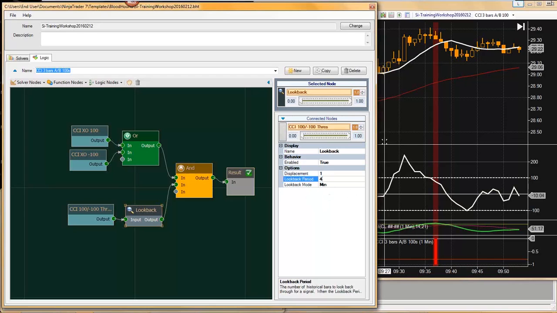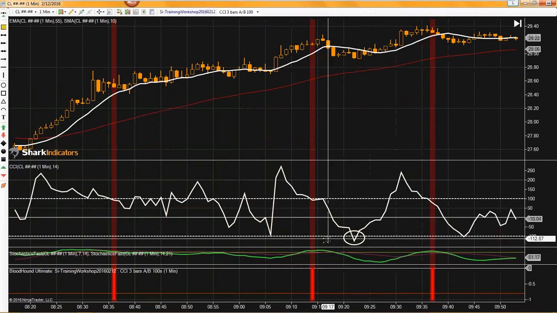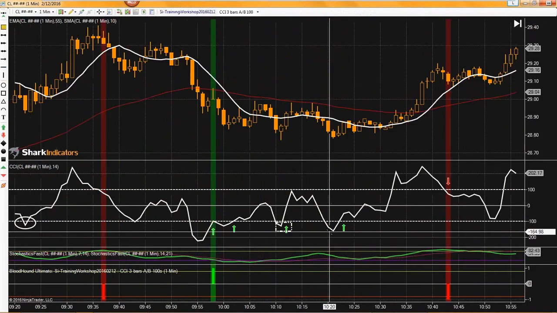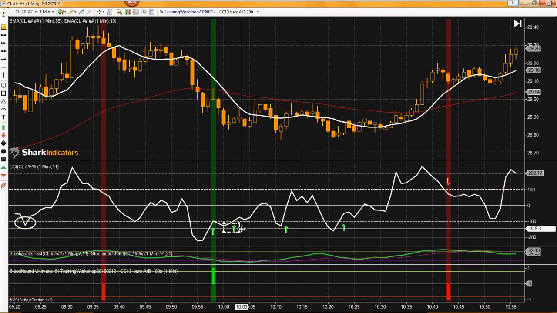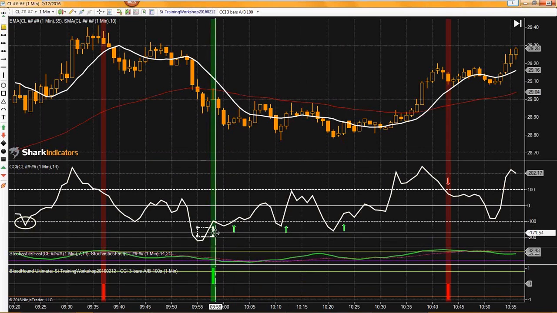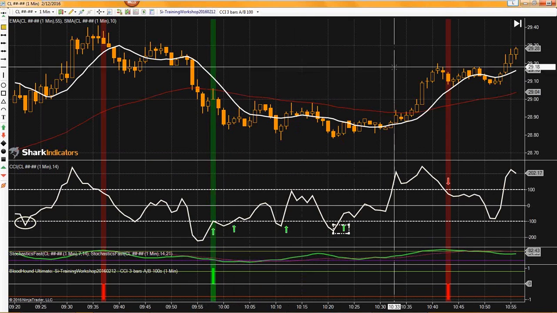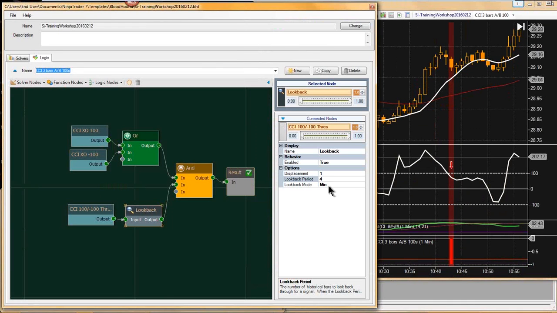So if I put a 4 in there, now the CCI has to be above or below for 4 bars. We can see these signals now went away because the CCI was not below for 4 bars, but over here it was. And the key was this mode was set to minimum there.